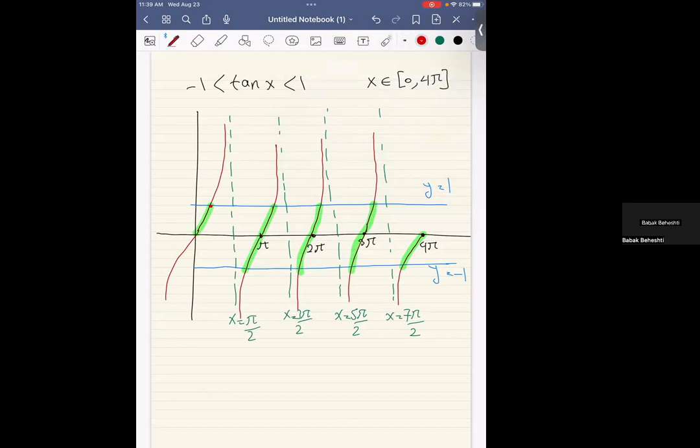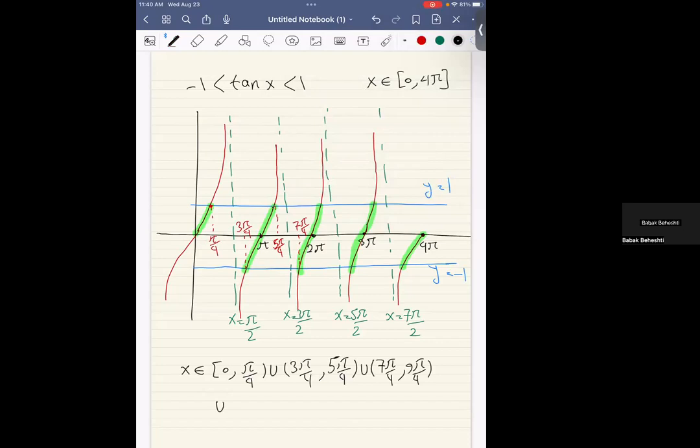So this point is pi over 4. This point is 3 pi over 4. This point is 5 pi over 4, and so on. This one is 7 pi over 4, and then you get 9 pi over 4, right? So that means x must be in 0 to pi over 4, and then from 3 pi over 4 to 5 pi over 4, and then from 7 pi over 4 to 9 pi over 4.